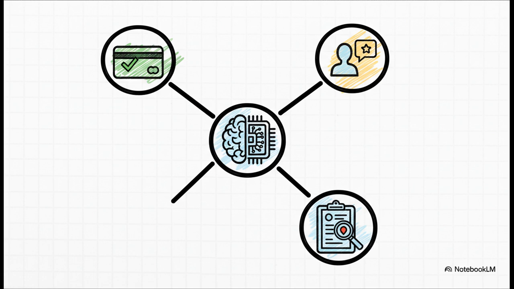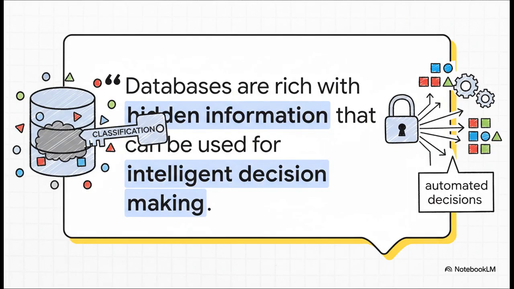It's a real workhorse. This quote from the source material just hits the nail on the head. We're sitting on these mountains of data, and they're filled with valuable hidden patterns. Classification is the key that unlocks all that hidden information. It lets us turn all that raw data into smart, automated decisions.